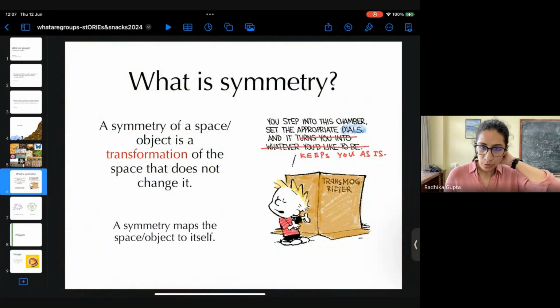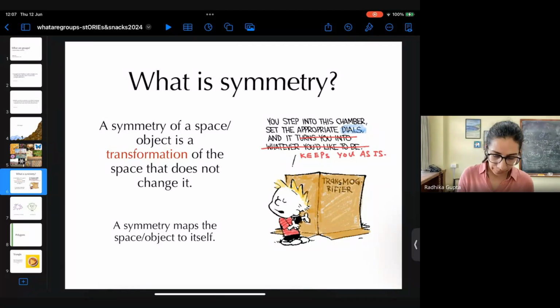I like this Calvin and Hobbes cartoon. Calvin used to have this transmogrifier where when you step inside that chamber, you turn some dials, and then you can become anything you want. Symmetries is the opposite. You step inside this chamber, you still turn some dials, but you stay as it is. So that's what a symmetry is. You do some moves, but you stay the same.